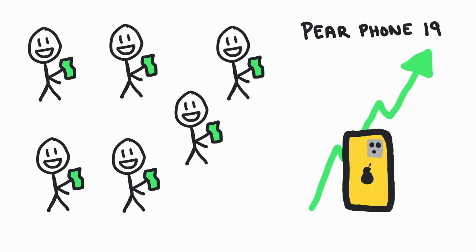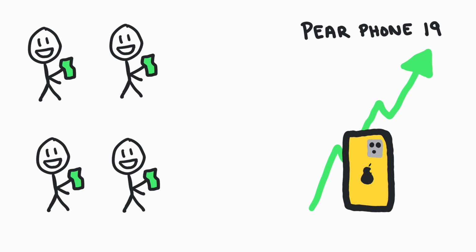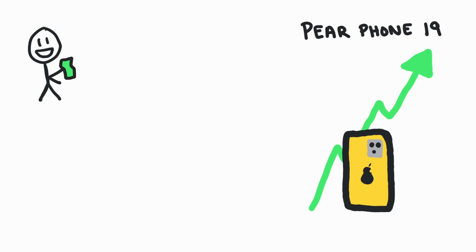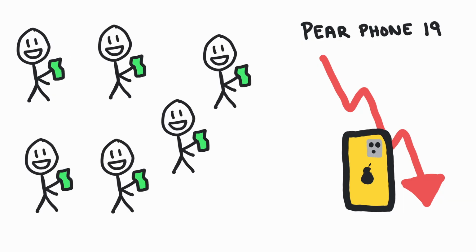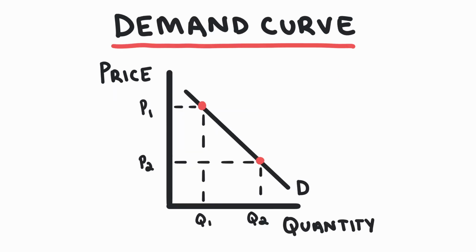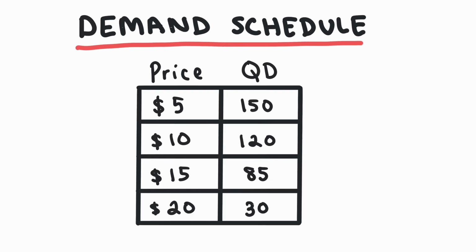Let's use Pearphone as an example. If the price of a new Pearphone goes up, fewer people will be willing or able to buy it. On the other hand, if the company slashes the price, there'll likely be more buyers willing and able to buy it. We can show this relationship on a demand curve, a downward sloping line with price on the y-axis and quantity on the x-axis. We can also show it on a demand schedule, which is a table that shows the same inverse relationship.